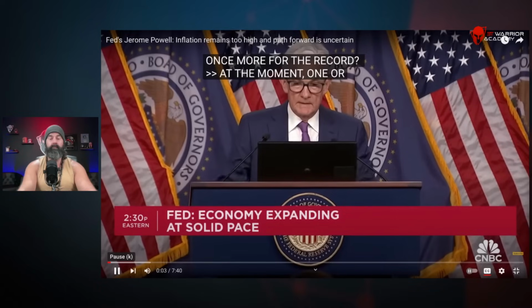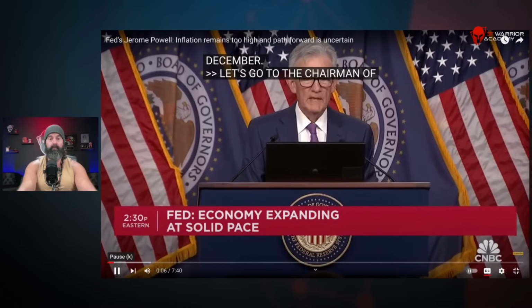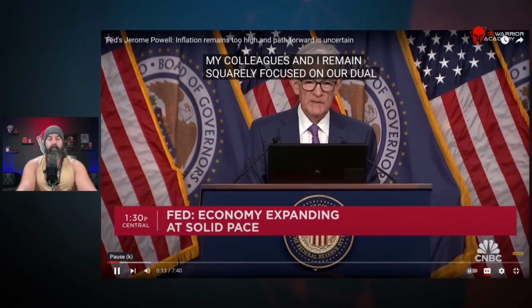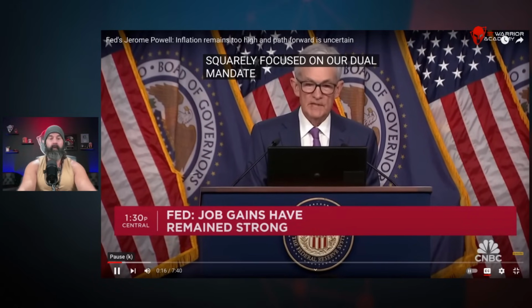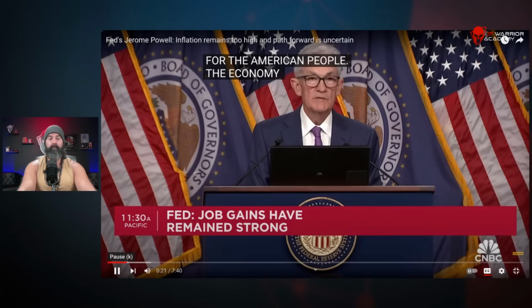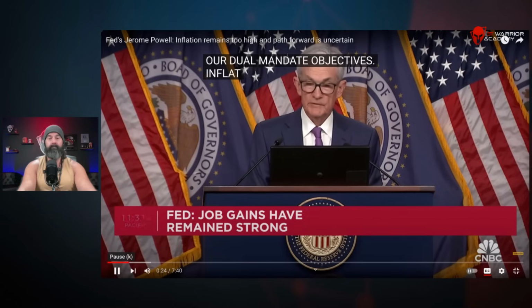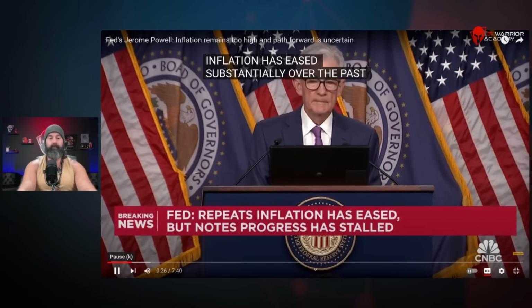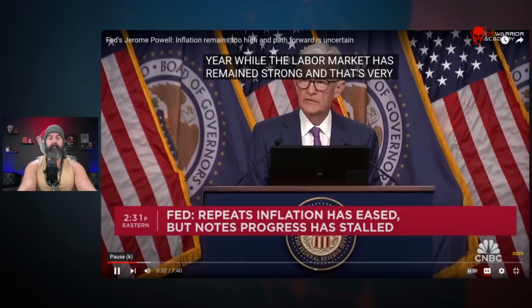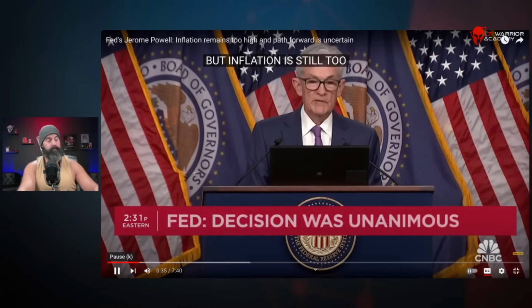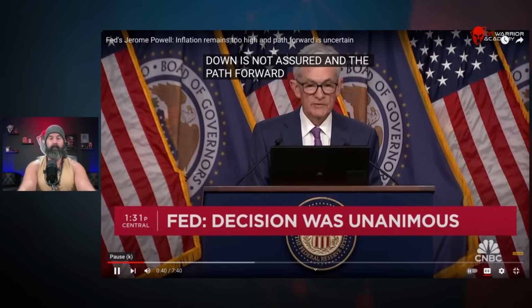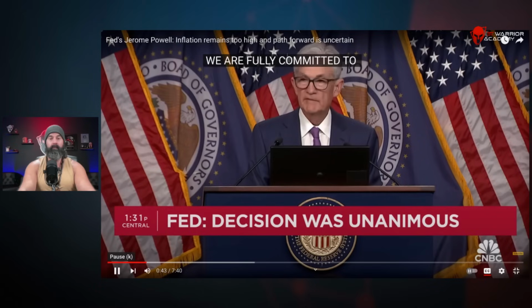My colleagues and I remain squarely focused on our dual mandate to promote maximum employment and stable prices for the American people. The economy has made considerable progress toward our dual mandate objectives. Inflation has eased substantially over the past year, while the labor market has remained strong. And that's very good news. But inflation is still too high. Further progress in bringing it down is not assured, and the path forward is uncertain. We are fully committed to returning inflation to our 2% goal. Restoring price stability is essential to achieve a sustainably strong labor market that benefits all.